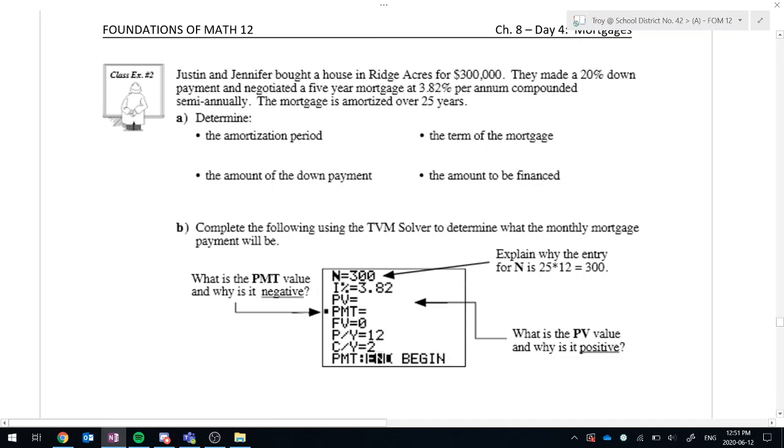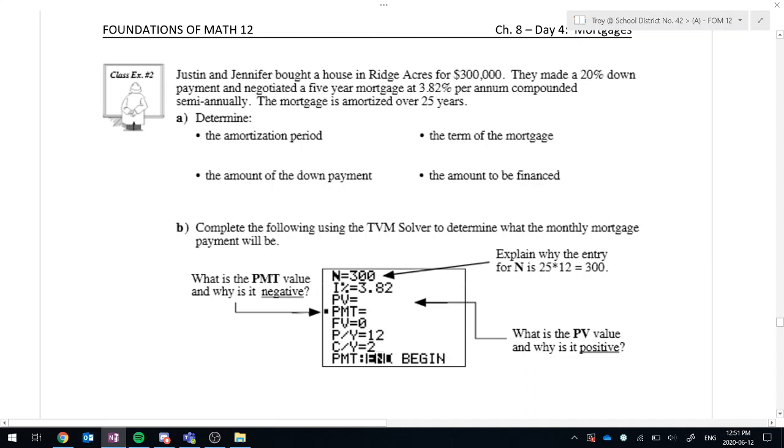Do another example, and as you can see, we're going to use our TVM solver to help us out with this one. So Justin and Jennifer bought a house in Ridge Acres for $300,000. They made a 20% down payment, and they negotiated a 5-year mortgage with an interest rate of 3.82% per annum, or per year, compounded semi-annually. And the total term of their mortgage is going to be 25 years.